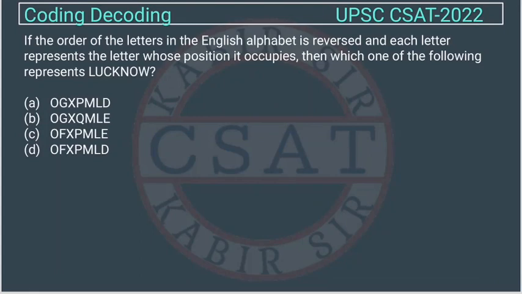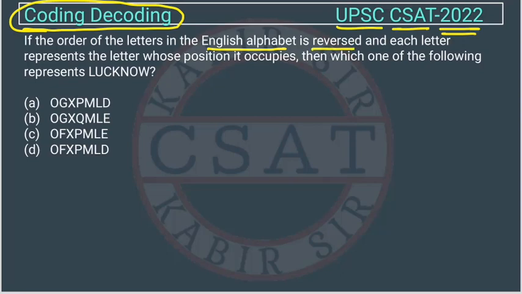So this is a coding decoding question asked by UPSC in their CSAT paper of 2022, right? If the order of the letters in the English alphabet is reversed and each letter represents the letter whose position it occupies, then which of the following represents Lucknow?